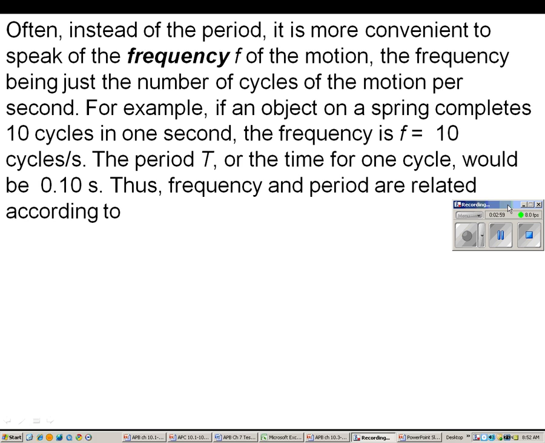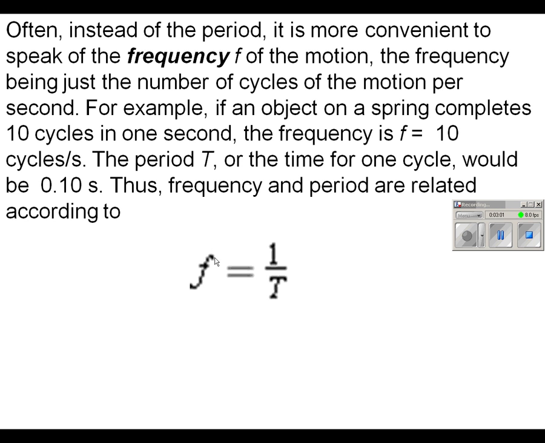And there's another relationship that we have to know: frequency is the cycles per second, or oscillations per second. We were just discussing angular frequency, now we're discussing frequency. Often, instead of the period, it's more convenient to speak of frequency f of the motion, the frequency being just the number of cycles of the motion per second. For example, if an object on a spring completes 10 cycles in 1 second, the frequency is 10 cycles per second. The period T, or the time for one cycle, would be 0.1 seconds. Frequency and period are related this way.